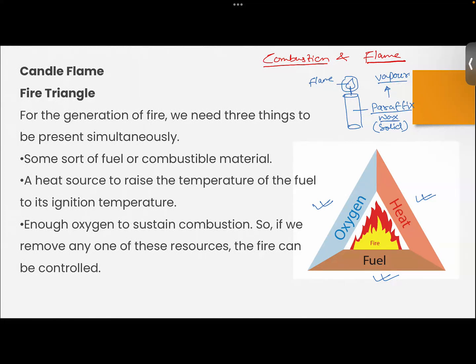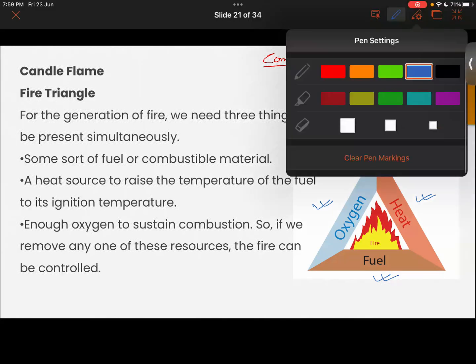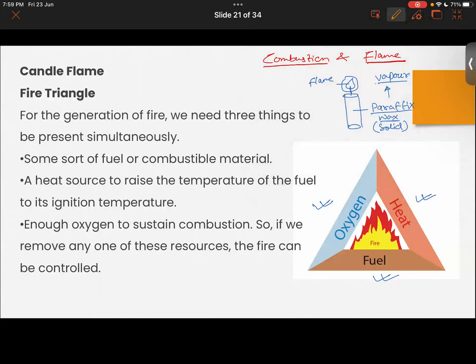Right, guys? Getting what I'm trying to say? I'm saying basically that the solid fuel got converted into vapor state, and it's the vapor state that produces flame on burning. Right, guys? So, sir, paraffin wax is also flammable. Yeah, paraffin wax is also flammable.